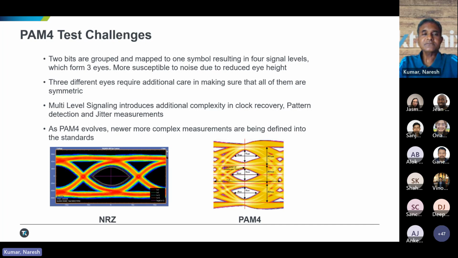Okay. And since the eye height and eye width is so small, these are more susceptible to noise as well. So you need to have good techniques to make sure the noise suppression happens and the signal is actually extracted at the other end.